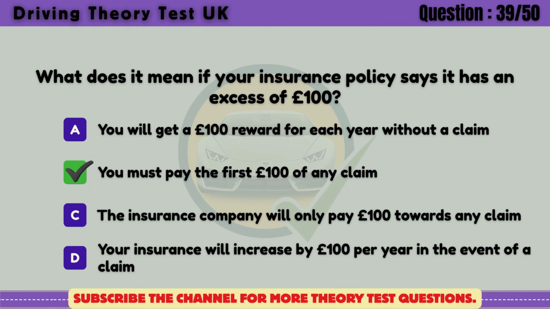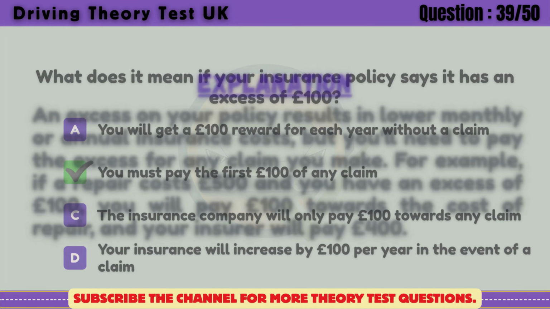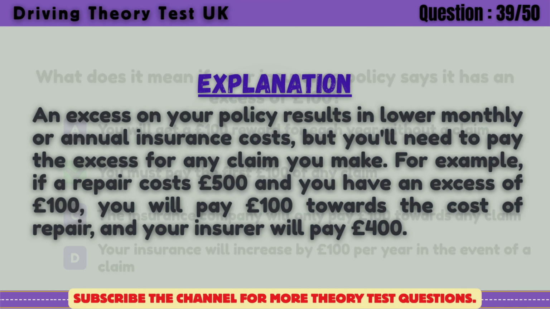Answer is B. You must pay the first £100 of any claim. An excess on your policy results in lower monthly or annual insurance costs, but you'll need to pay the excess for any claim you make. For example, if a repair costs £500 and you have an excess of £100, you will pay £100 towards the cost of repair, and your insurer will pay £400.